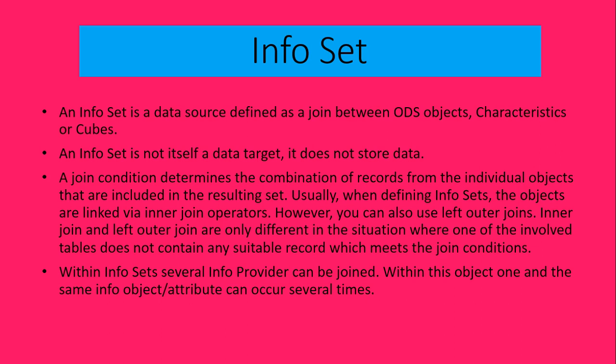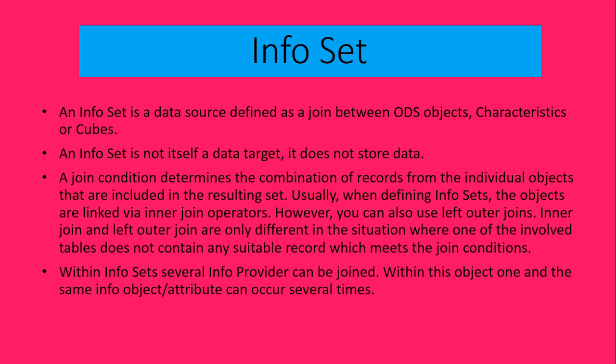InfoSet. An InfoSet is a data source defined as a join between ODS object characteristics or cubes. An InfoSet is not itself a data target, it doesn't store data. A join condition determines the combination of records from the individual objects that are included in the resulting set. Usually, when defining InfoSets, the objects are linked via inner join operators. However, you can also use left outer joins. Inner join and left outer join only differ in the situation where one of the involved tables doesn't contain any suitable record which meets the join conditions.